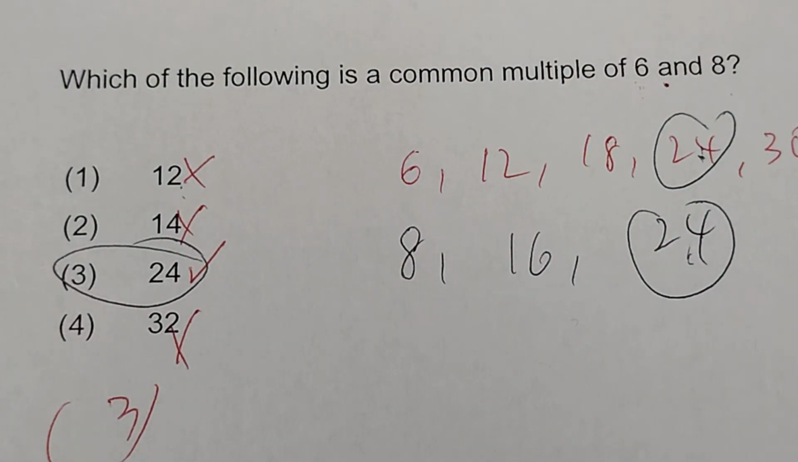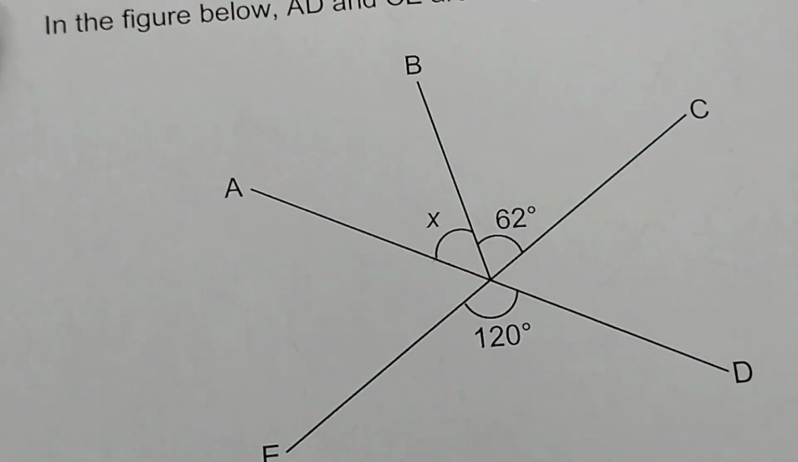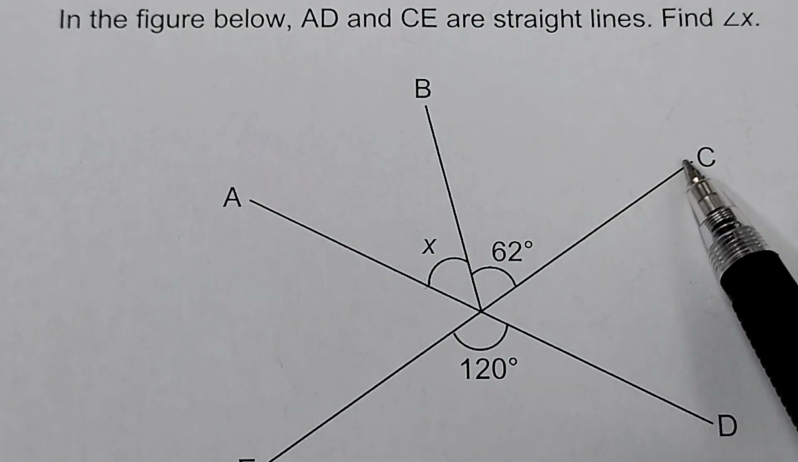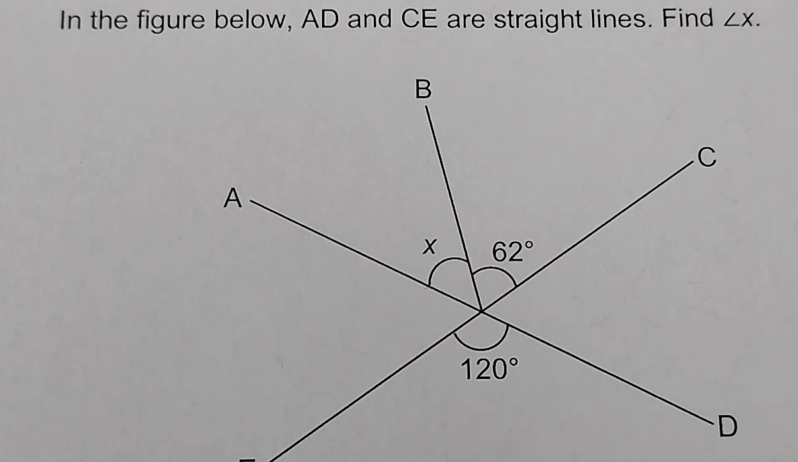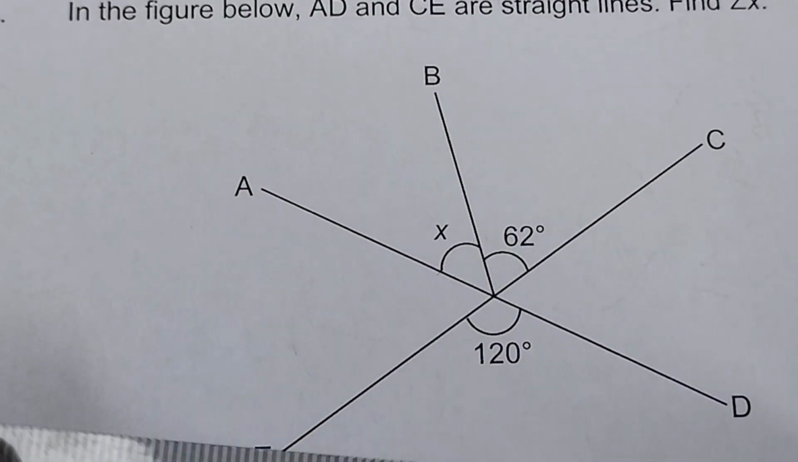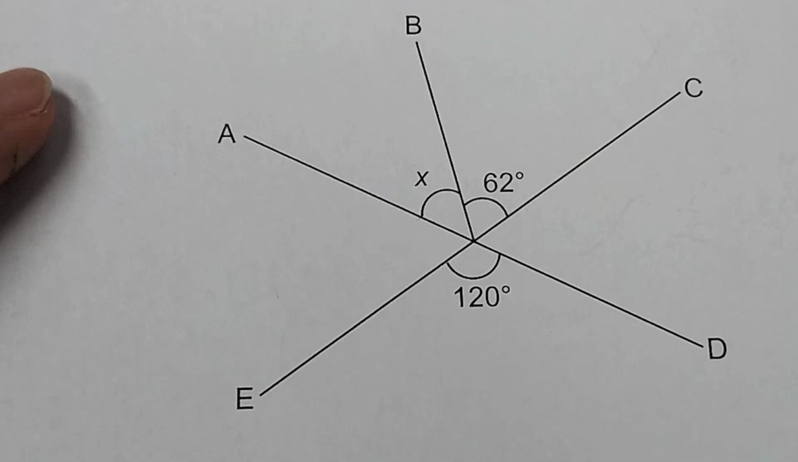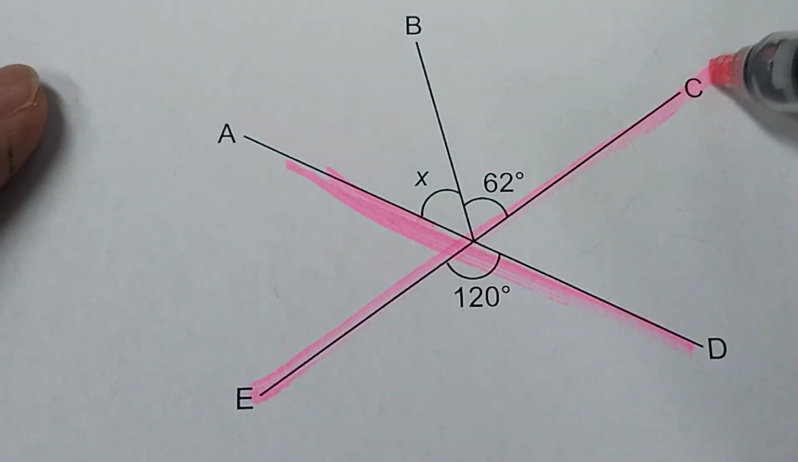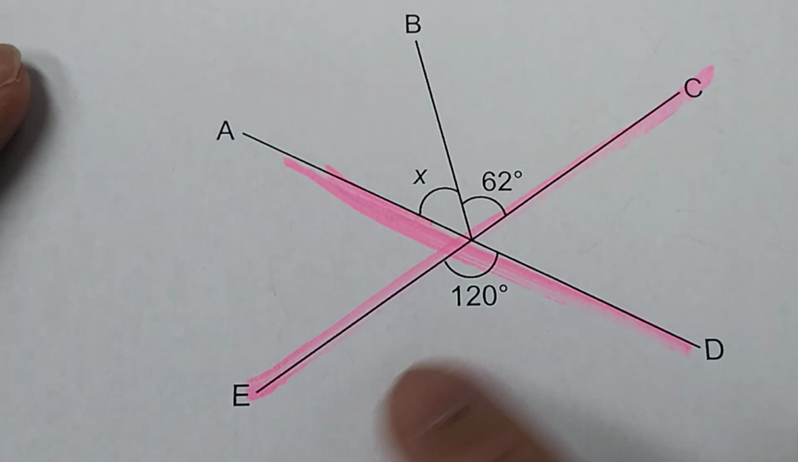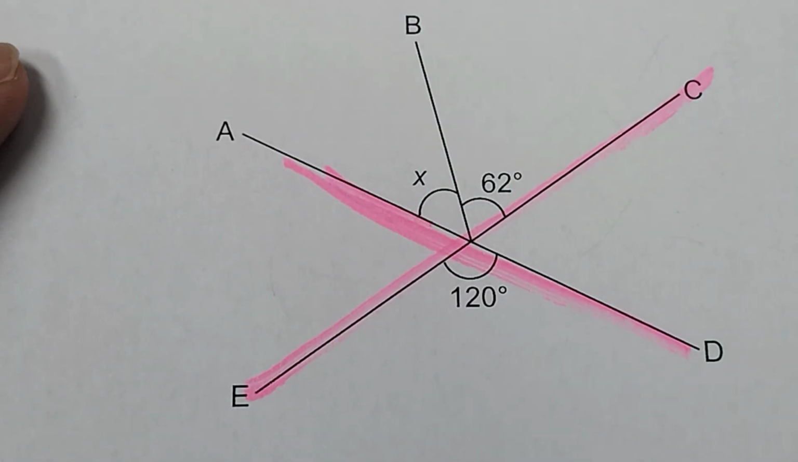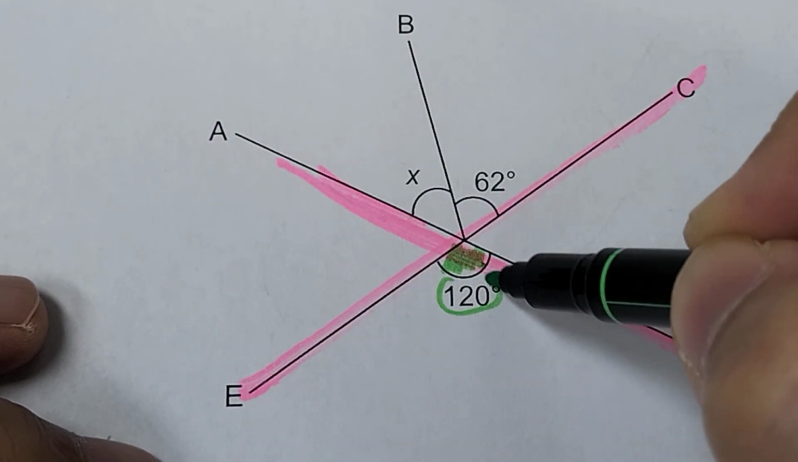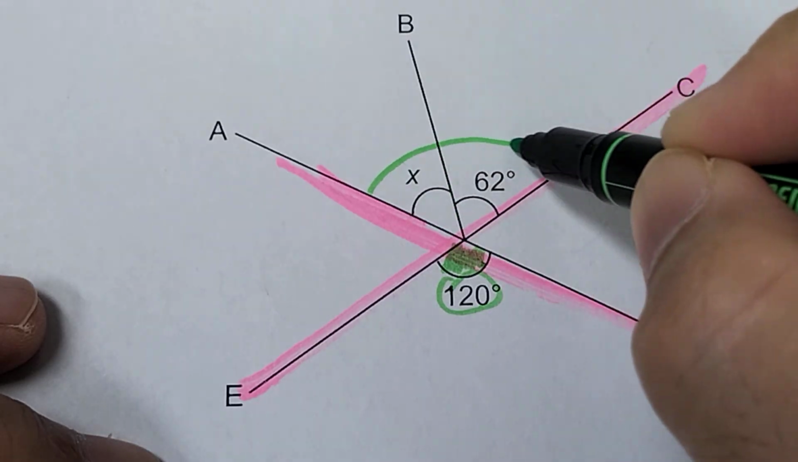Now let's take a look at question 7. Angles question. In the figure below, AD, this is AD, and CE are straight lines. Find angle X. Now, my advice to you is always use a ruler to do such questions. And you can use a highlighter for MCQ because this part is not scanned during PSLE. Okay, so now what do you see when I draw an X? Great, vertically opposite angle.